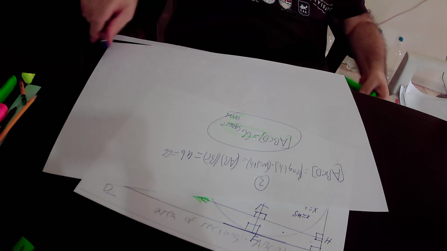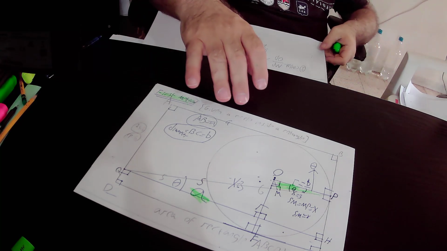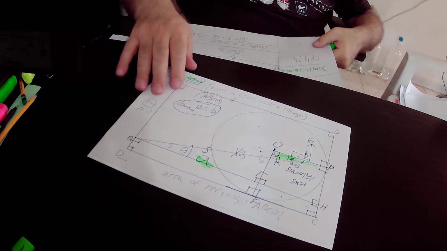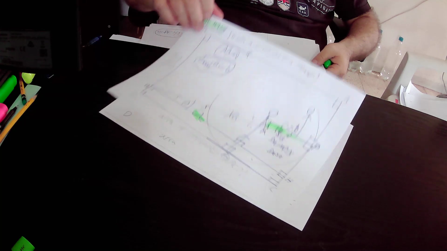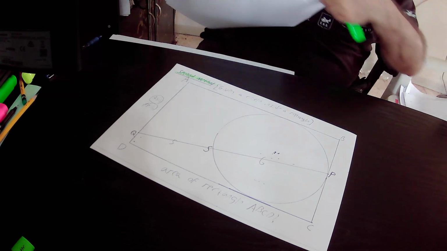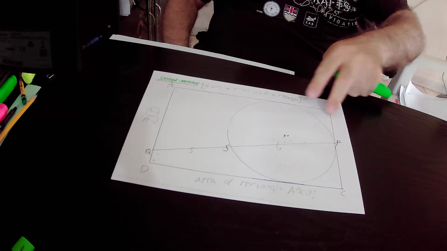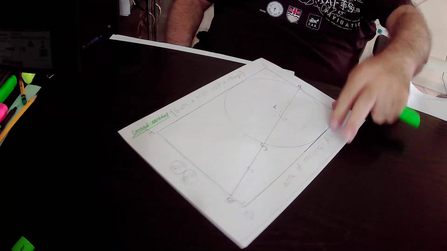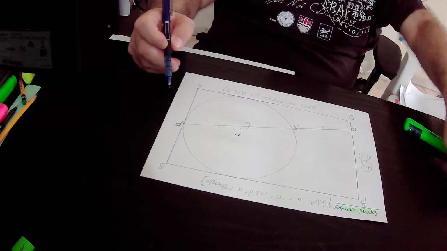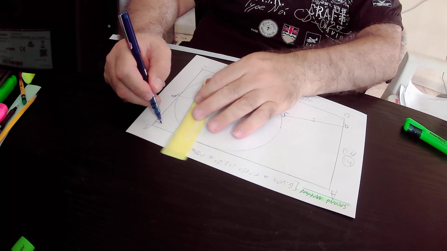So we finished with the first method. In the next step, I will present to you how to find the area of this rectangle ABCD according to the second method. We know that all the angles inside the rectangle are right angles, so all those angles are right angles.